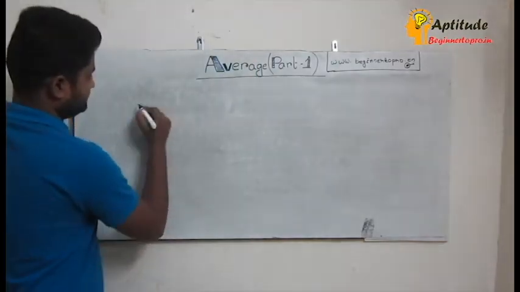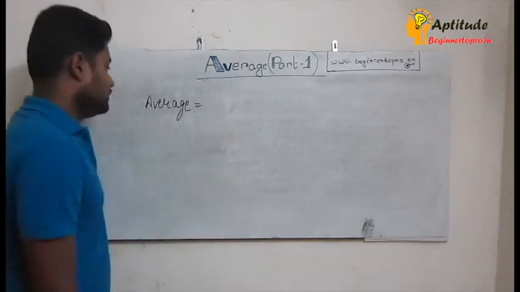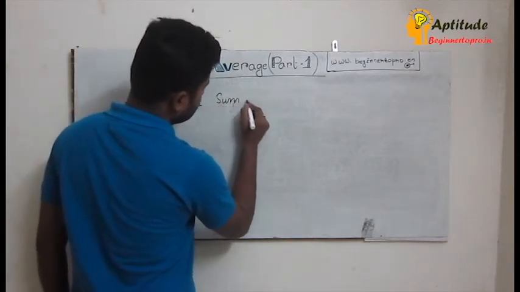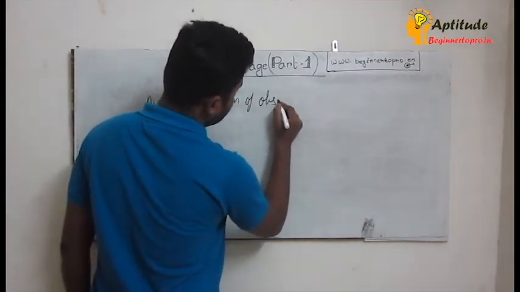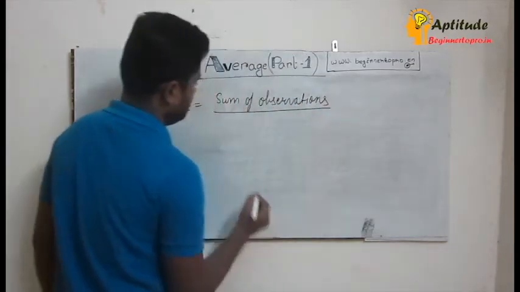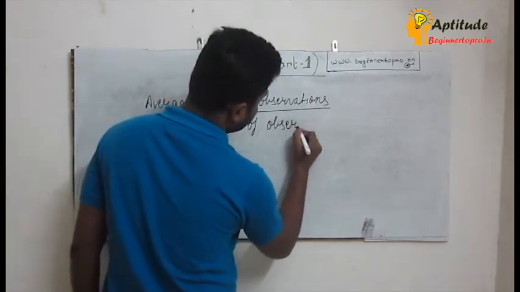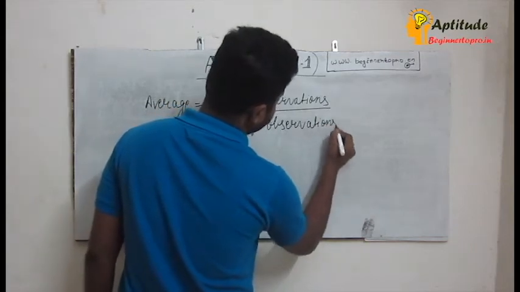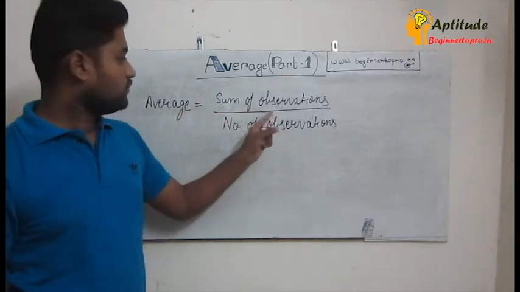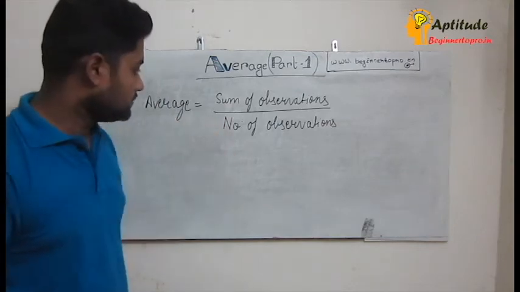What is average? We know that average is nothing but the sum of observations upon number of observations. So this is the required formula to find average. We will see through just a simple example.